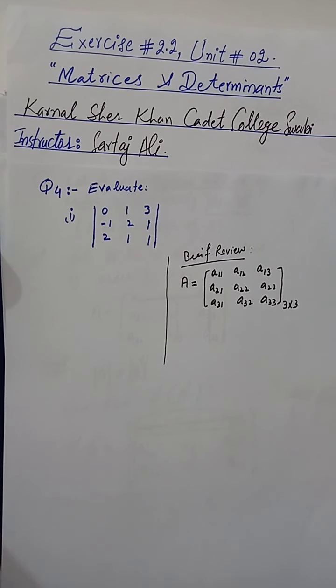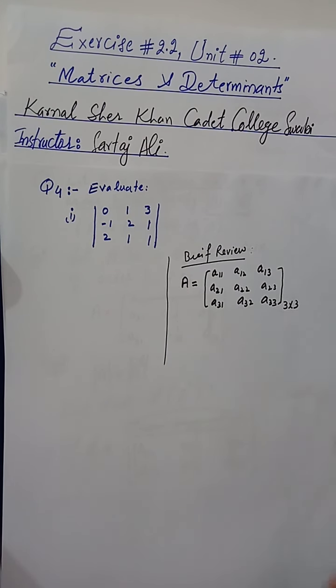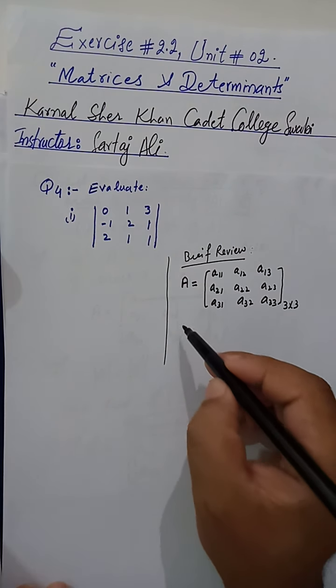So there are 6 possible ways to find out the determinant of this matrix. You can find the determinant with respect to any row or with respect to any column. So here you see that there are 3 rows and 3 columns. So that's why there are 6 possible ways to find out the determinant of 3 by 3 matrices.